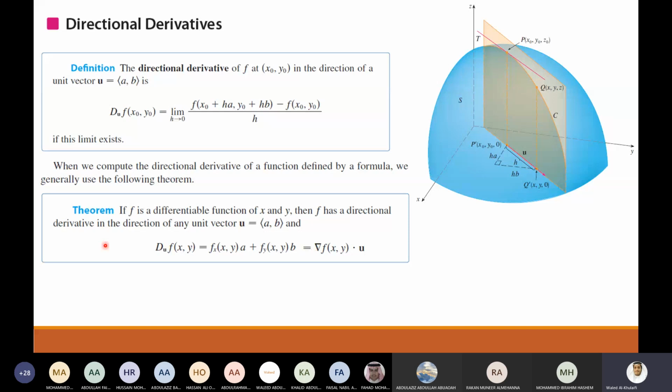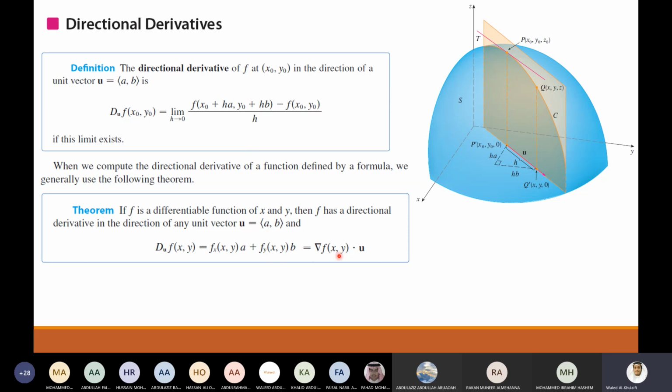If I want to find the directional derivative of f in the direction of the unit vector u, and this is very important, guys, you have to make that vector a unit vector. If it's not unit, I have to divide by its magnitude, so the magnitude of this vector should be 1. So if I want to find the directional derivative of f in the direction of u, I have to follow this formula instead of computing the limit.